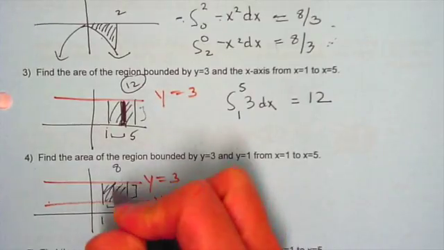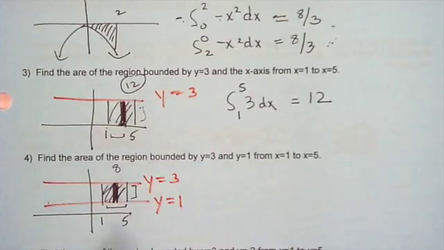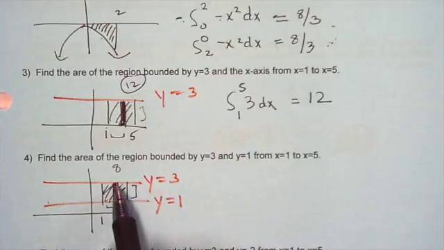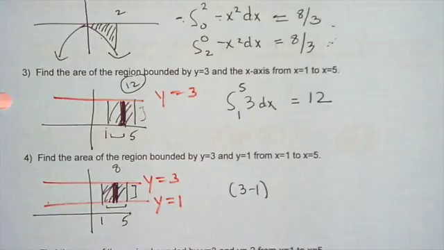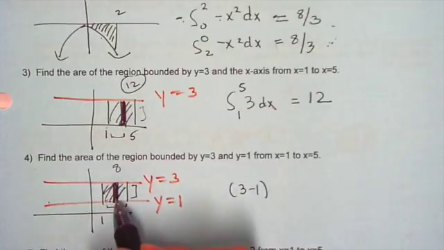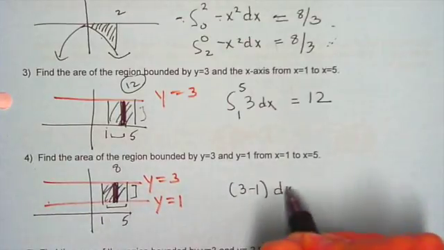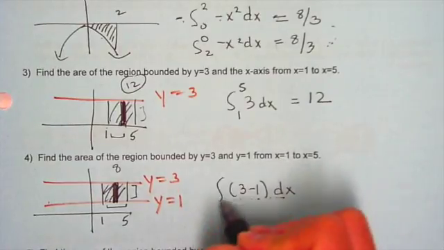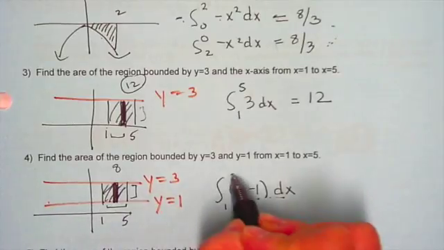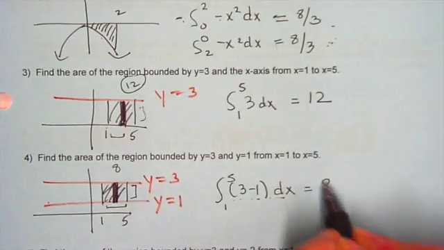So let's think about one rectangle. The height of this rectangle would be 3 minus 1, and I'm going to leave it like this, which is the same as 2. The width of the rectangle in all of these is dx. So this is the height, this is the width, this is the area of one rectangle. I'm going to add up all the rectangles from 1 to 5, and you can check this on the calculator. It should lead you to 8.